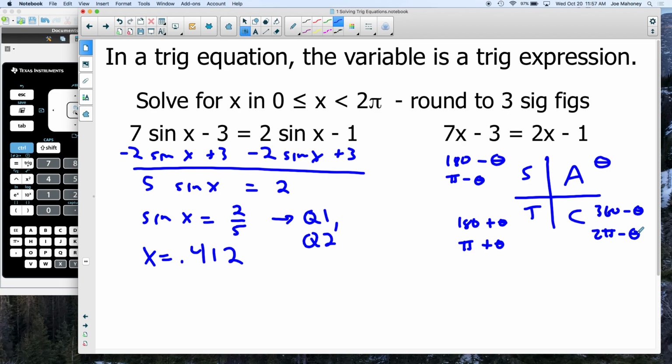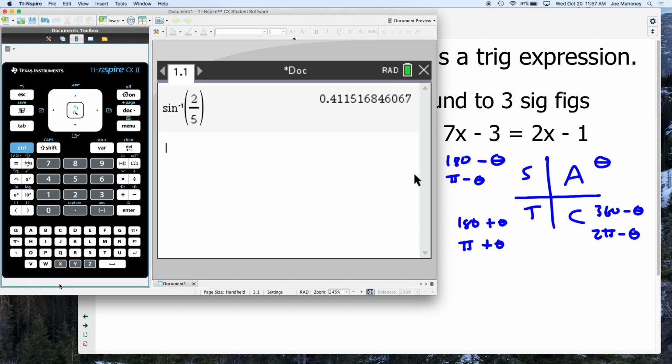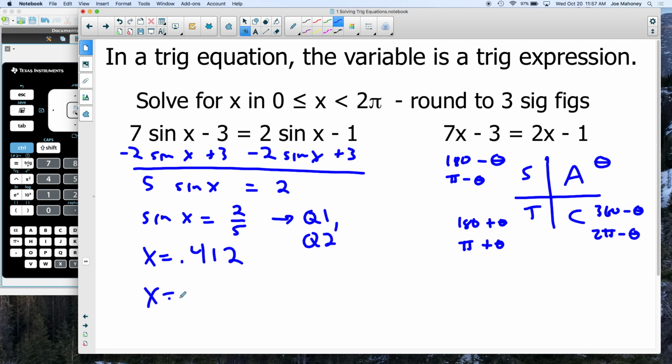So I'm going to go to my calculator, and I'm going to do pi. Let's see, where's my pi button? I'm going to do pi minus my answer. To get the answer, I can press control negative, which takes the previous line's answer, or you can just type A and S. So in quadrant 2, the angle is 2.73 radians. So there are going to be 2 answers here. To 3 significant figures, my answers are 0.412 radians and also 2.73 radians. So let's keep solving some equations.